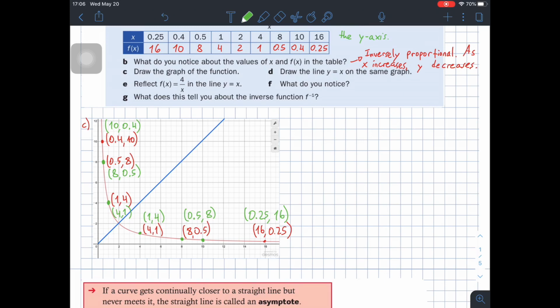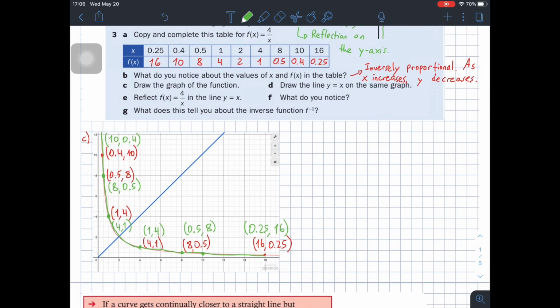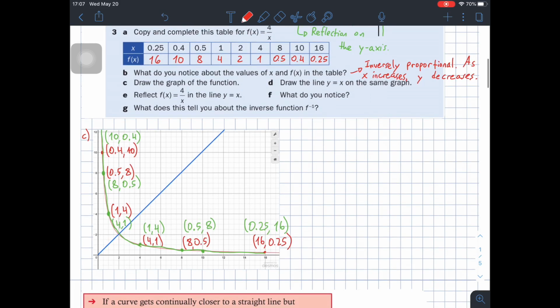But if you noticed, I'm basically plotting the same points. So if I graph the inverse function, I will be having exactly the same function as the original one. Okay, something like that. So that's an interesting property of reciprocal functions. So what do you notice for part F? We notice that the same curve is drawn, right? The same curve is drawn.